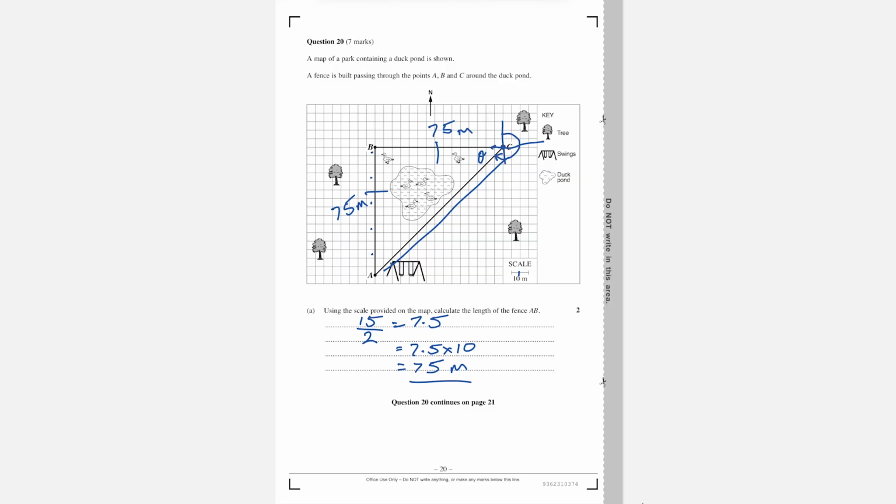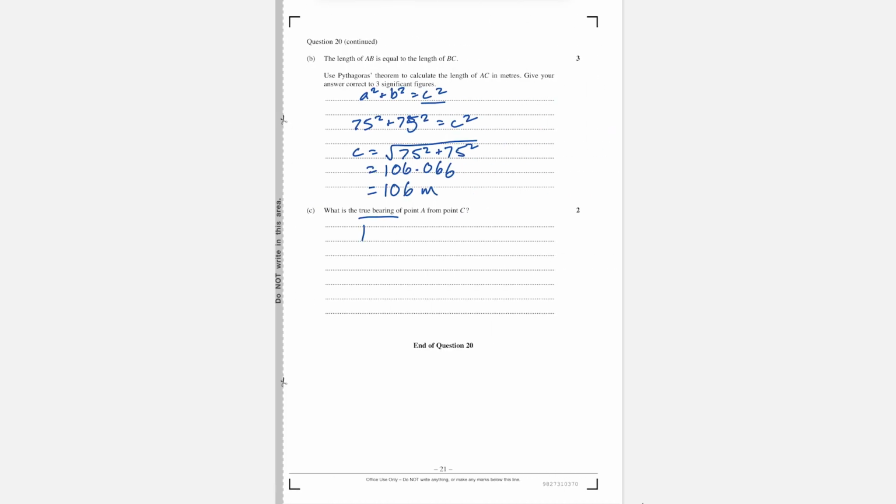We know that these two sides, it's an isosceles triangle, they're equal. So if we wrote an expression for tan theta, which would be opposite over adjacent, we would say tan theta is equal to opposite over adjacent, which is equal to 75 over 75. In other words, it's equal to 1. Theta is therefore equal to 45 degrees.